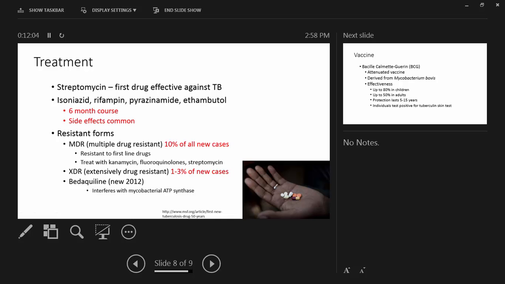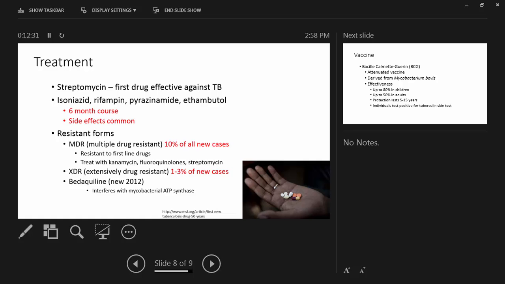Now, a couple years ago, the FDA did approve the first drug in 50 years with a novel mechanism to work against TB. Bedaquiline actually interferes with mycobacterial ATP synthase. And that drug, again, is used in combination with other drugs, hopefully to slow down the resistance. All right, so treatment is a drag.